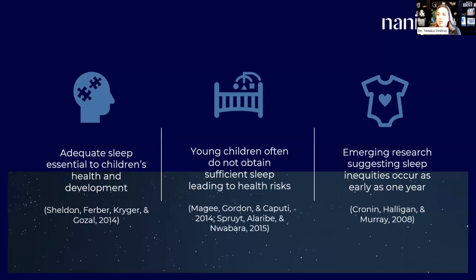Okay, there we go. So I don't think I have to tell this audience that we know adequate sleep is important for children's health and development. At this point, we're noticing that children are not getting a sufficient amount of sleep. In fact, before they turn 4 years of age, it's thought that 25 to 40% of children are sleep deficient. Of concern is emerging research suggesting that sleep health inequities are occurring as early as 1 year, or before babies turn 1 year of age.